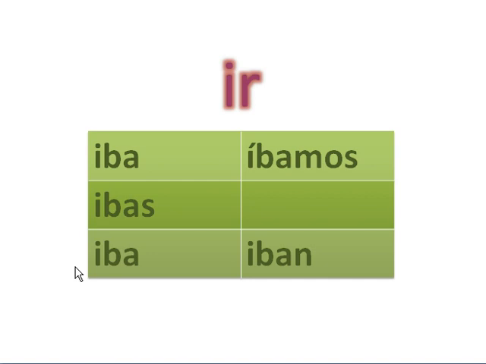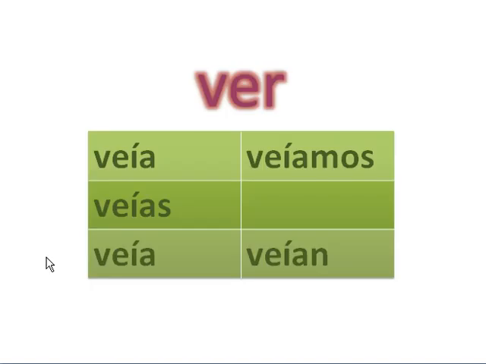Ir: yo iba, tú ibas, él iba, nosotros íbamos, and ellos iban, also an accent. Ver: yo veía, tú veías, él veía, nosotros veíamos, and ellos veían. So I hope you learned something today, and just practice your Spanish.